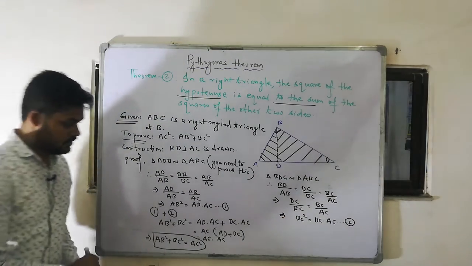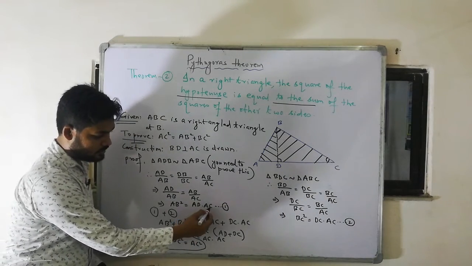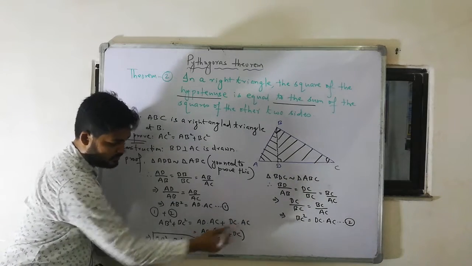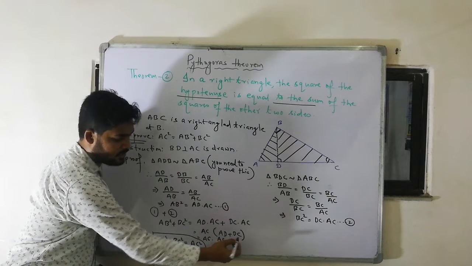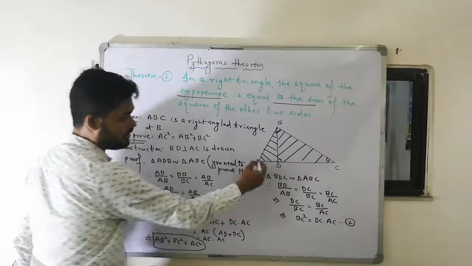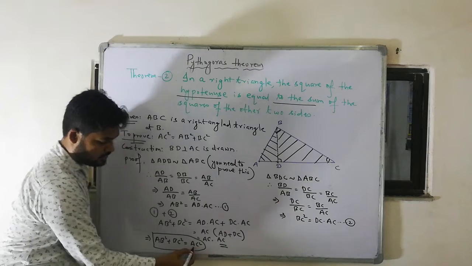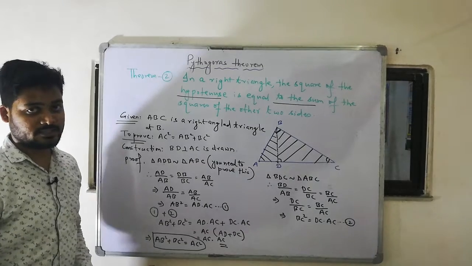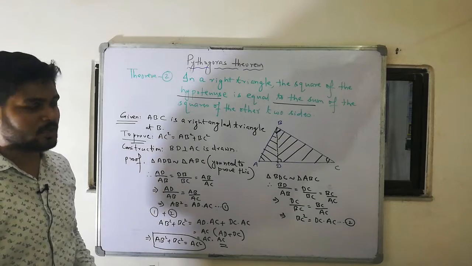See this. In LHS there will be AB square plus BC square. In RHS there will be AD into AC plus DC into AC. See here AC is common, so I have taken AC as common. So what is left? AD plus DC. A to D plus D to C. So what is that then? AC. We can say AD plus DC is AC. So AC into AC gives you AC square. So AB square plus BC square equals AC square. This is what we call the Pythagoras theorem. And today we have proved it with the help of the concept of similarity. I hope you have understood this theorem.